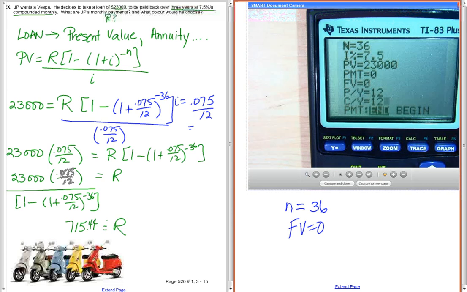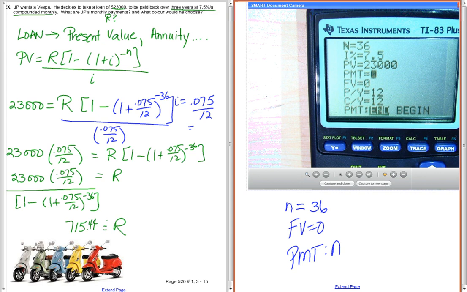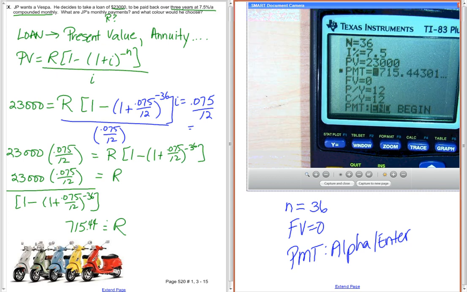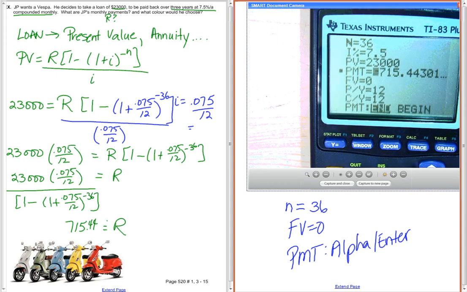I'm going to go back and figure out my payment. Remember, it's going to be negative because it's coming out of JP's pocket. So at payment, I'm going to do alpha, enter. Alpha, green button, enter, $715.44.